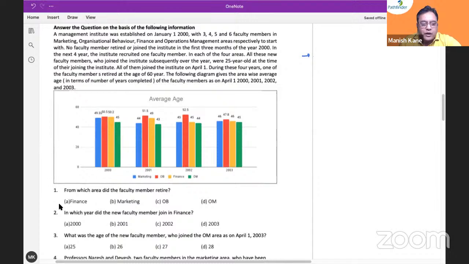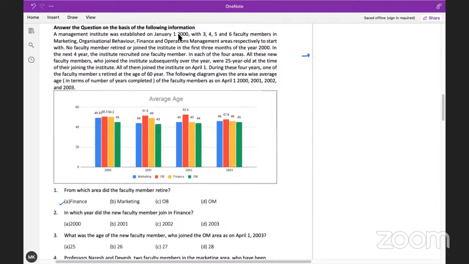Okay, Prachi says 1A. Absolutely fine, Prachi. The correct answer is indeed A. But hold on. Prachi, how did you get it? Would you like to respond to that? How did you approach this question? Just unmute and talk. So I checked the averages. Okay, you checked the averages.